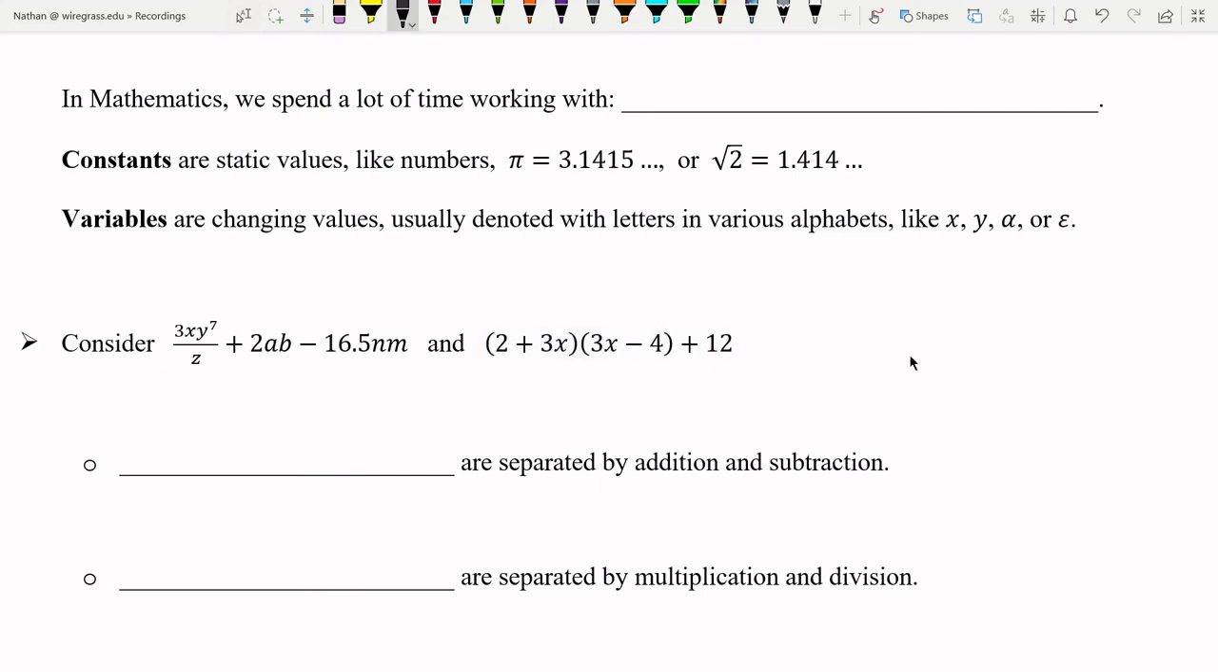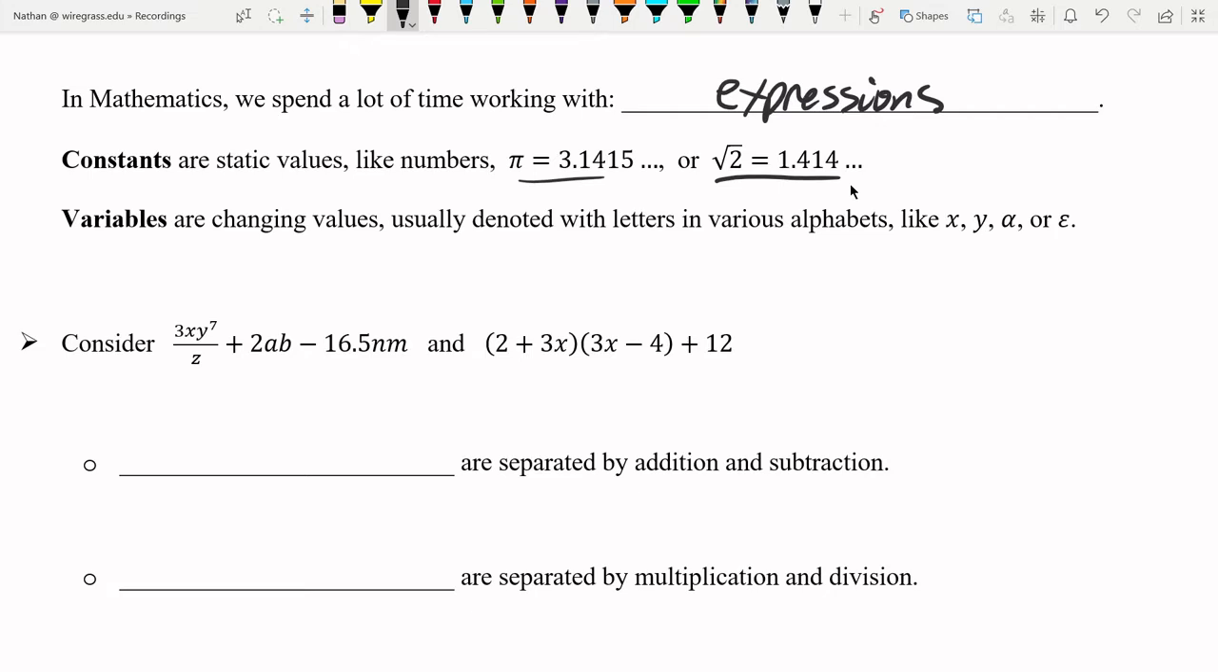In mathematics, we spend a lot of time working with expressions. And expressions are made up of constants, which are static values, and these are typically numbers, or symbols that stand for numbers like pi, 3.1415, or technically operations, but they're just a number as a result. So the square root of 2 is 1.414, and it continues.